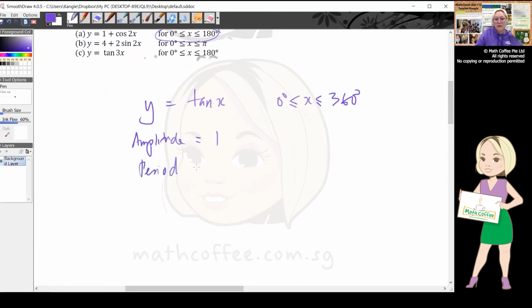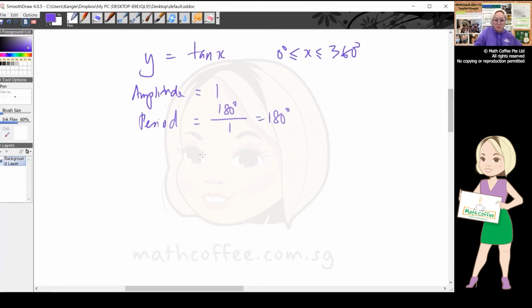Period. Okay, take note of the period for the tangent graph. Remember for sine and cosine, our period is always 360 degrees divided by the number in front of the x. For the tangent graph you have to take 180 degrees divided by the number in front, which is 1 in this case. So my one cycle is 180 degrees. Don't worry about whether the tangent graph has a shift or not. They will not test for tangent graph shift up, shift down. Shift up, shift down will only be tested on the trigo graphs, the sine and cosine. For tangent, the most they test you on is the period as well as the amplitude. Okay. So now we're going to draw the tangent graph.